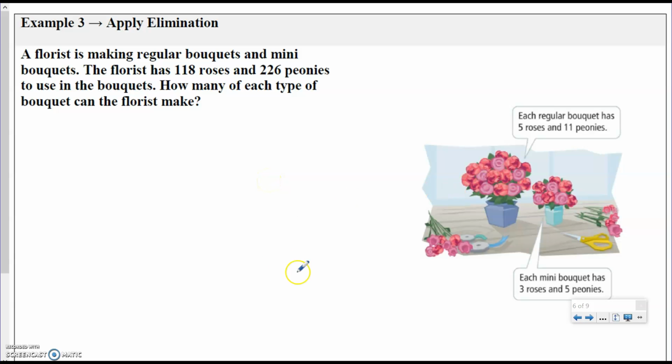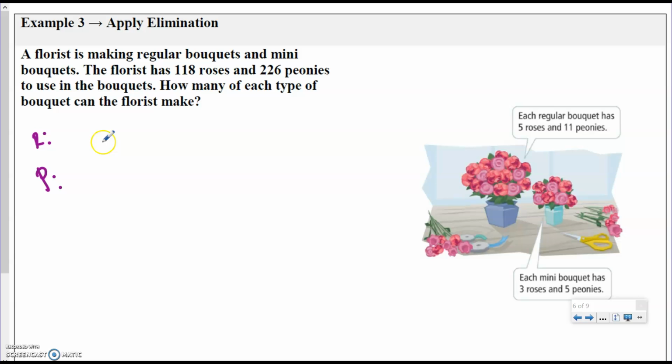Example 3, apply elimination. Okay, this is your 3.0 question. A florist is making regular bouquets and mini bouquets. The florist has 118 roses and 226 peonies to use in the bouquets. How many of each type of bouquet can the florist make? We are going to write an equation for roses and an equation for peonies.